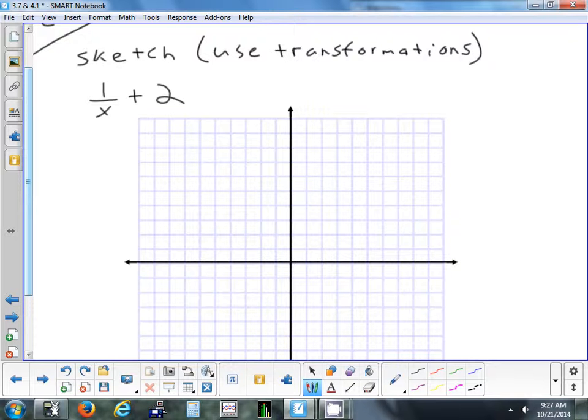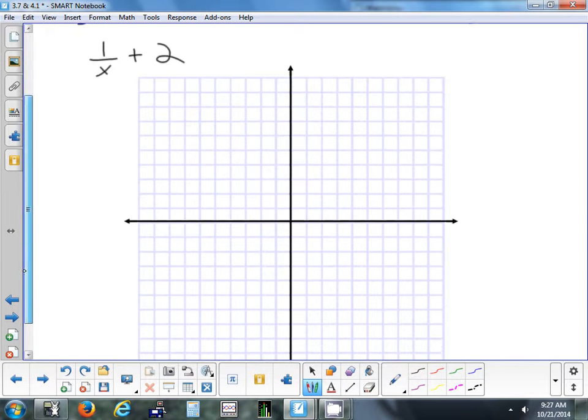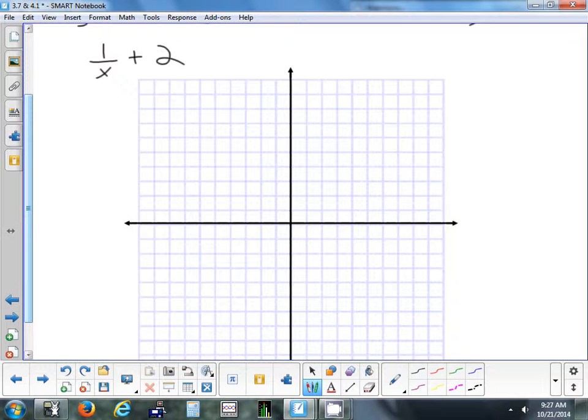Okay, I kind of just gave it away, but what kind of transformation is that? Is it going to stretch it, compress it, shift it? What's going to happen? Vertical shift. Vertical shift, which way? Up. Up how many? 2. Okay, so what I would do is start by sketching the basic function, and then just move it up 2. Or if you're doing it on paper, you could do it in 2 steps: graph it once and then have a separate graph. On the smartboard, it's a little easier.